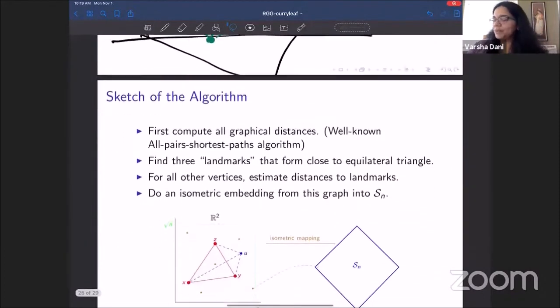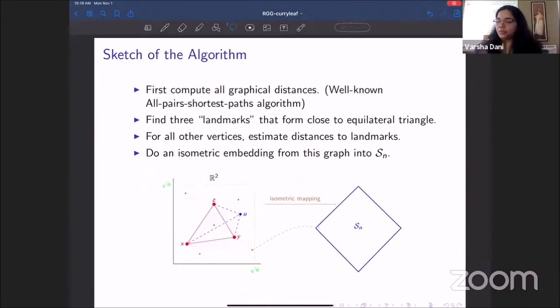Okay? So to summarize the algorithm again, first we compute all the graphical distances. So this is a well-known shortest paths algorithm. Then we find three landmarks that form close to equilateral triangles. And for all the other vertices, we estimate the distances to the landmarks. And then we do an isometric embedding of all of this into a square, and we realign it. And having done all that, what do we get? We have reconstructed the random geometric graph.